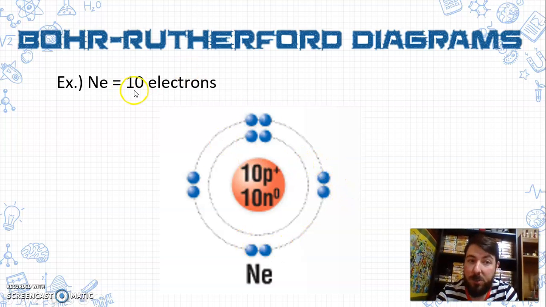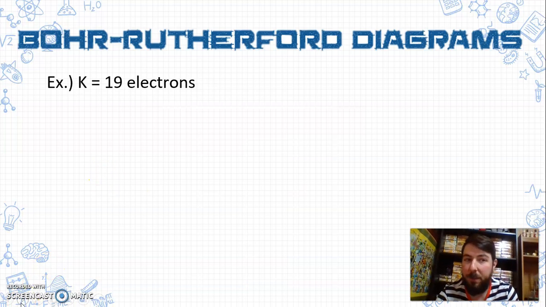Now we had 10 electrons. We already used 2, so 10 minus 2 is 8 electrons left over. So we can put those 8 electrons into the second shell. Now remember, the second and the third shell can only hold a maximum of 8 electrons. So it might come up in another element.